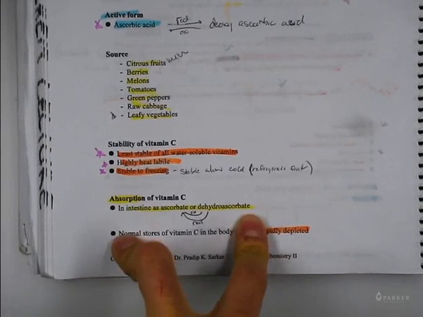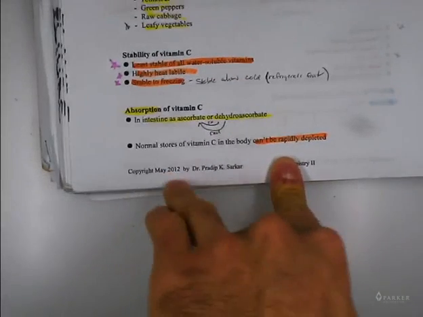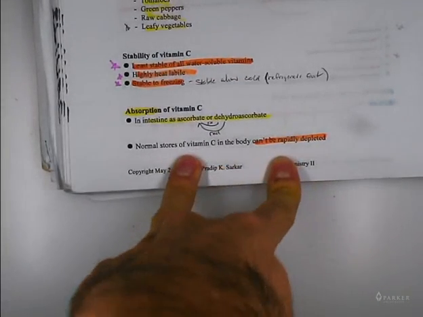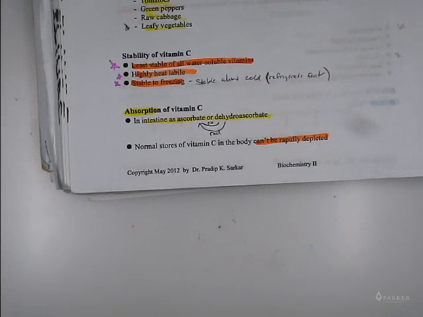Vitamin C is absorbed as ascorbate or dihydroascorbate, which is, again, reducible, oxidizable. And this is important. This is one of those water-soluble vitamins that can be stored in the body. So normal stores of vitamin C, we do store vitamin C. What other water-soluble vitamin do we store? B12.